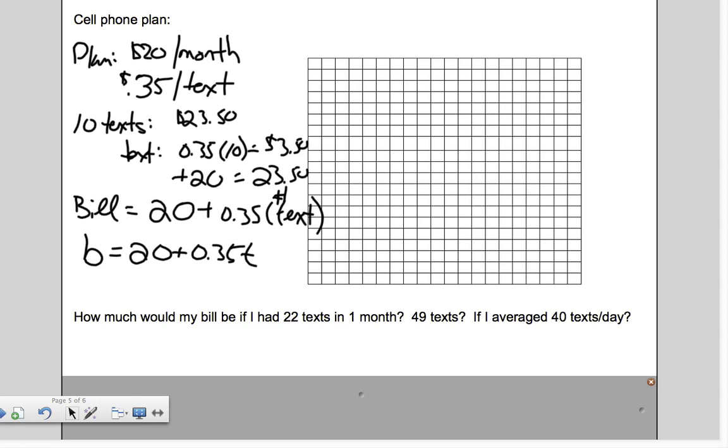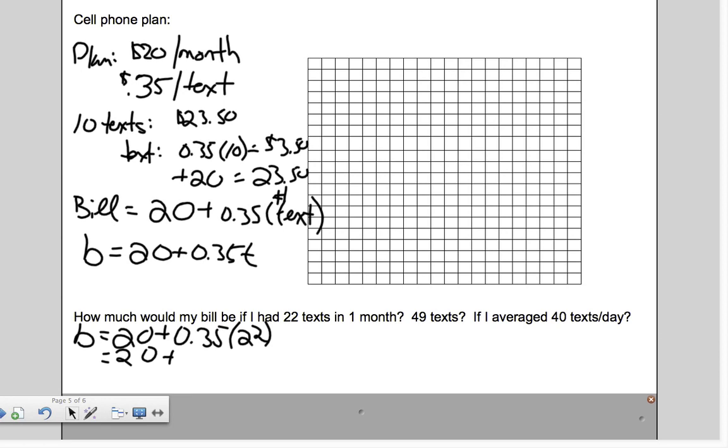So how do we work it out? B is equal to 20 regardless, right? Plus 35 cents, and how many texts am I getting? 22. So what's 35 cents times 22? Well, what's 0.35 times 22? 7.7? So basically my bill would be $27.70. What happened with 49 texts?